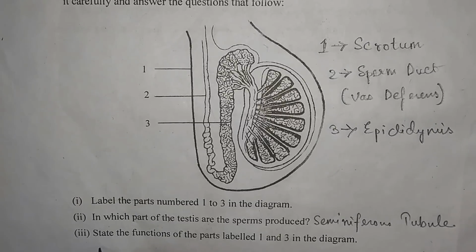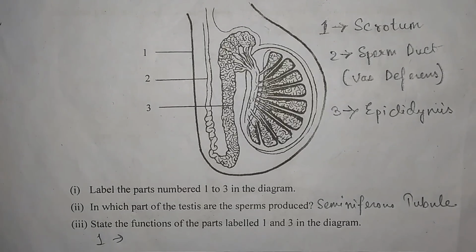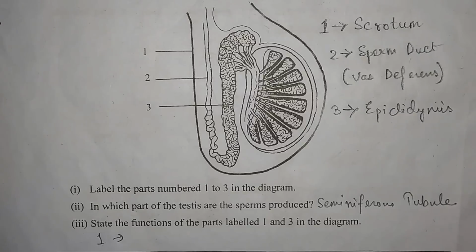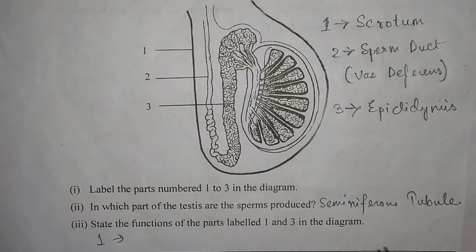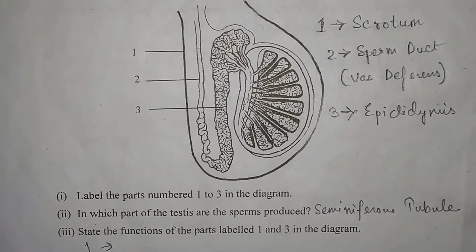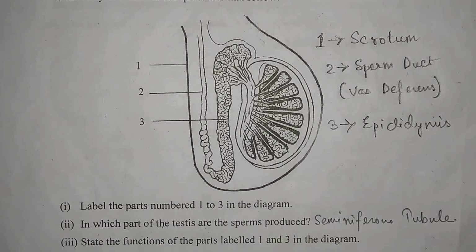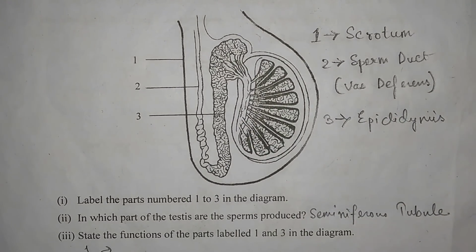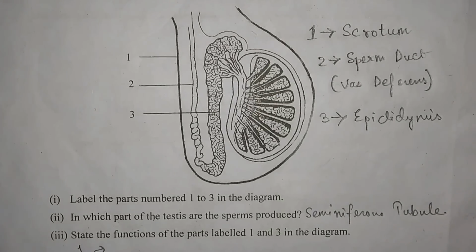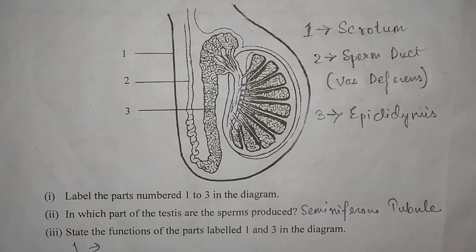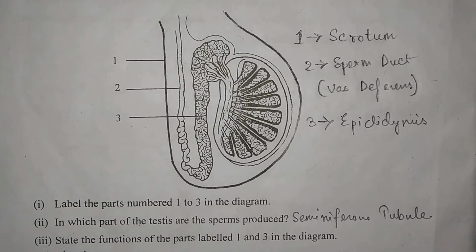Now function of number 1, scrotum, is simple. It contains the testis and also acts as a temperature control system. So how does it work as a temperature control system? Now this particular place in a male's body, the temperature over here is usually 2 to 3 degrees Celsius lower than the actual body temperature. So when the conditions are hot, it drops down to cool itself, and when the conditions are cool, it goes up above in the body.